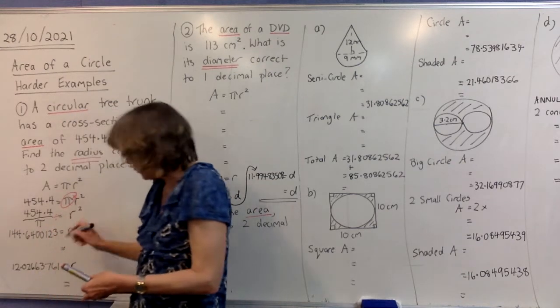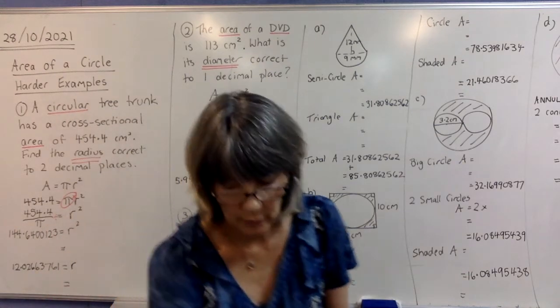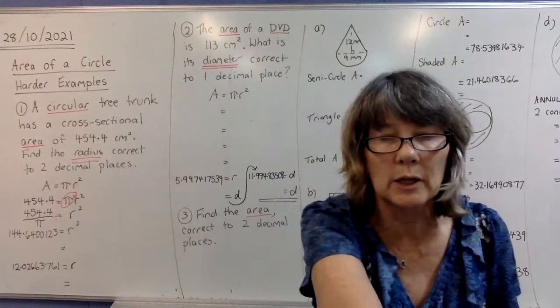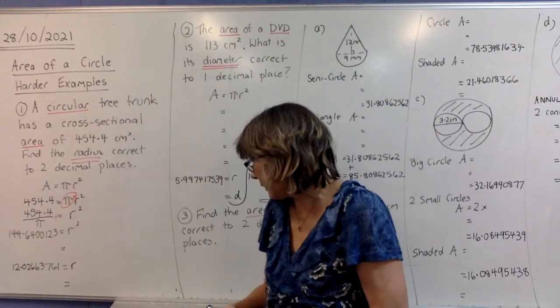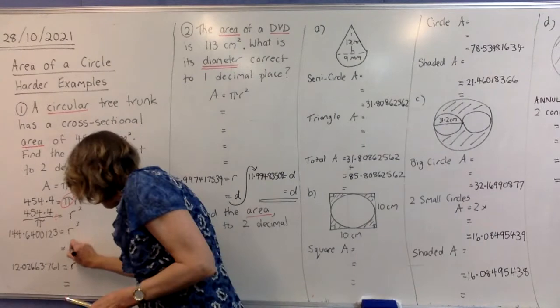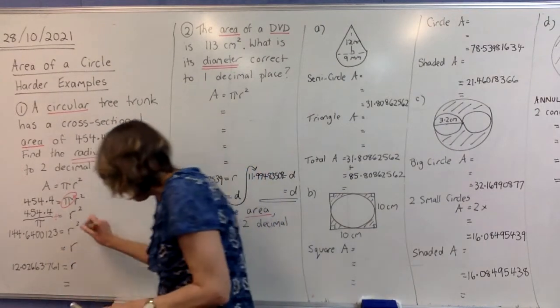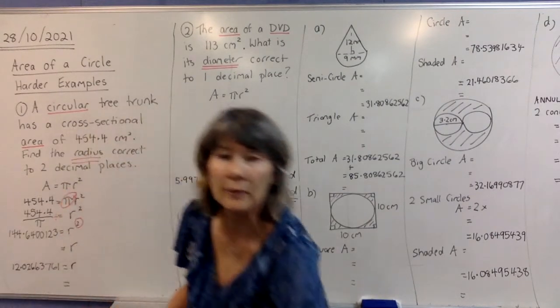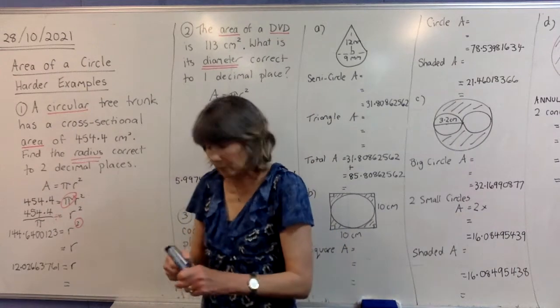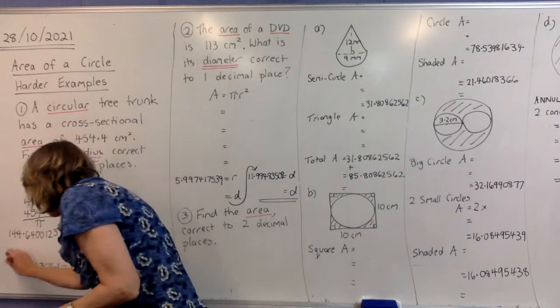Okay, now, we still have not got r by itself. Don't get rid of that answer on your calculator, leave it there. So we need to get the r by itself, so that means we have to get rid of our squared here. And the opposite of squaring is square root. So we're going to come over here and square root this number.